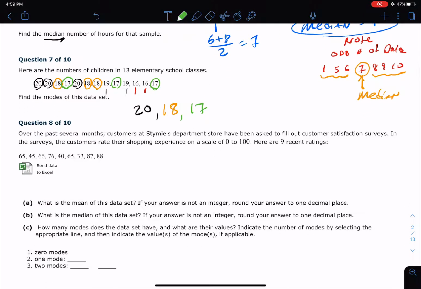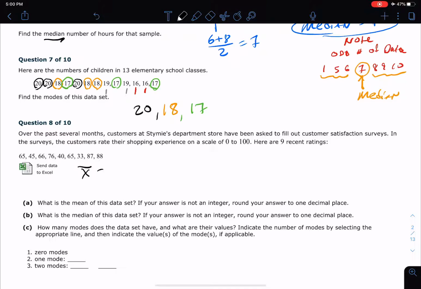Over the past several months, customers at Stymie's department store have been asked to fill out customer satisfaction surveys. In the surveys, the customers rate the shopping experience on a scale of 1 to 100. Here are 9 recent ratings. What is the mean?